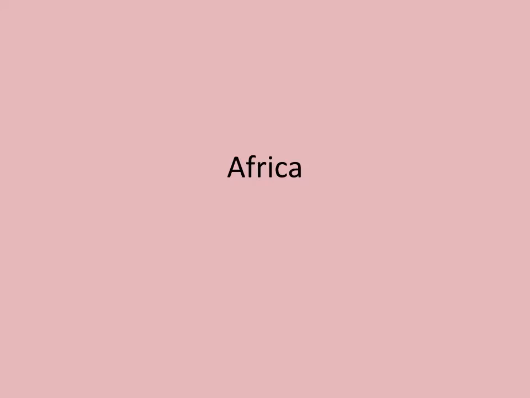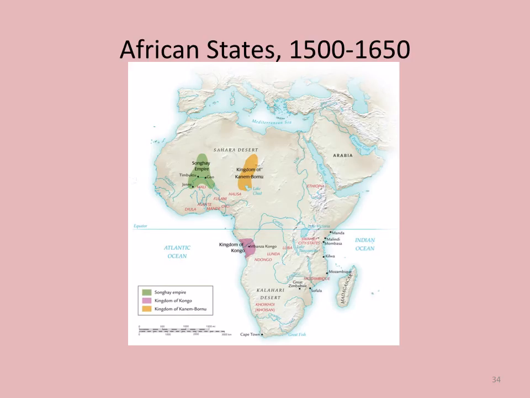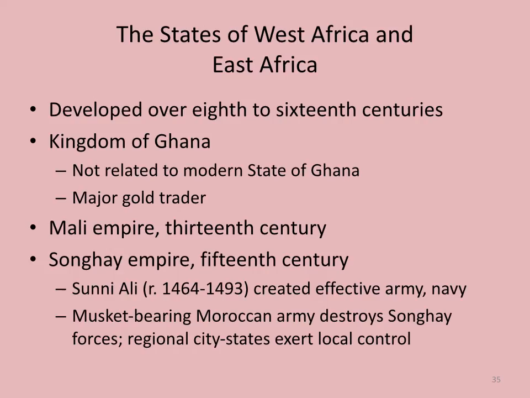Now Africa is going to have some cities, African states. We're going to see that they are going to rise and fall in power. However, these states are going to be directly influenced by the slave trade. So let's get to it. Now, the states of West Africa and East Africa are going to develop over the 8th to 16th centuries. Now, the Kingdom of Ghana is not related to the modern state of Ghana. It is a major gold trader. It has a ton of natural resources of gold, and it's going to be known for its gold sources.